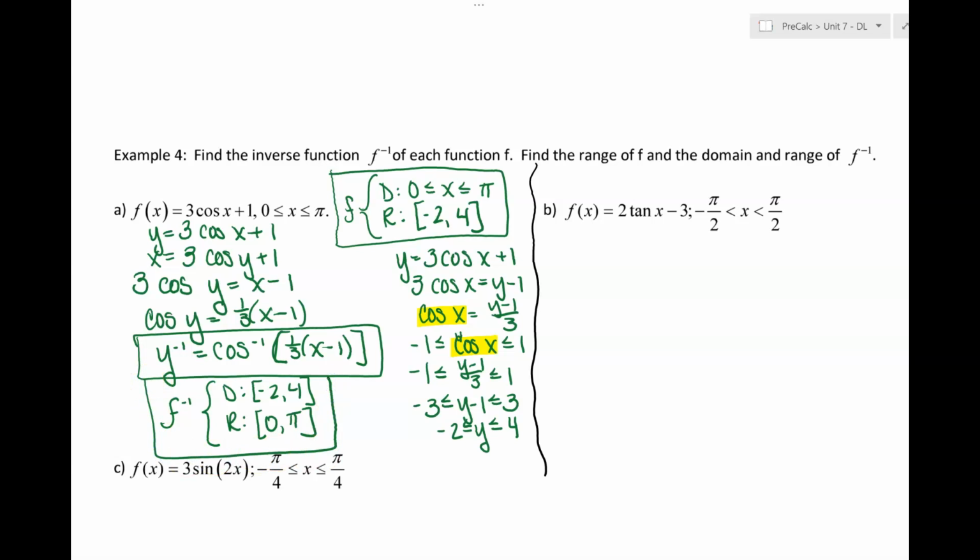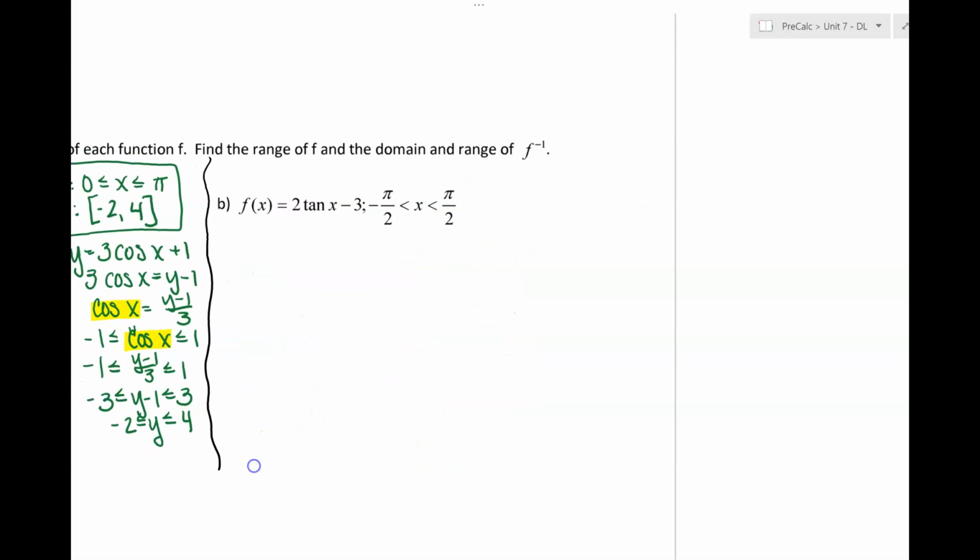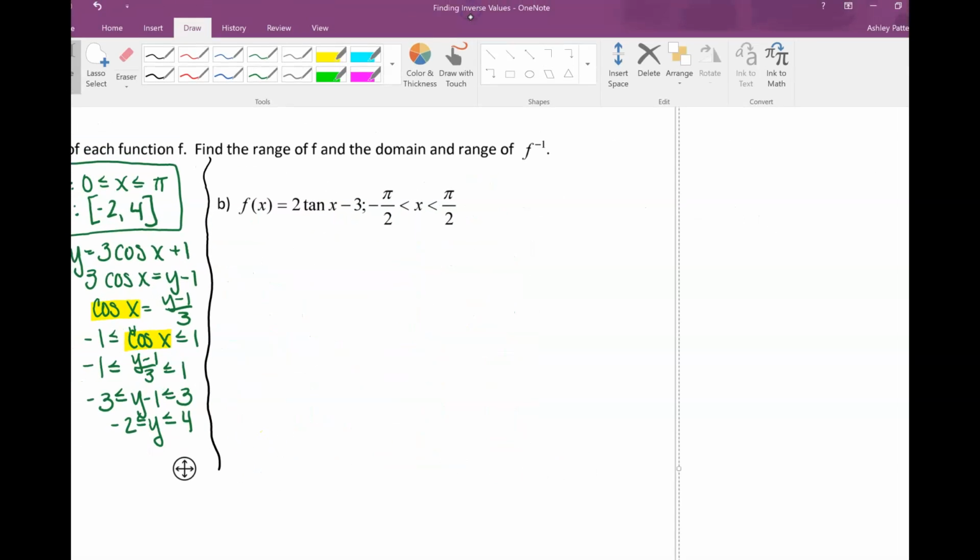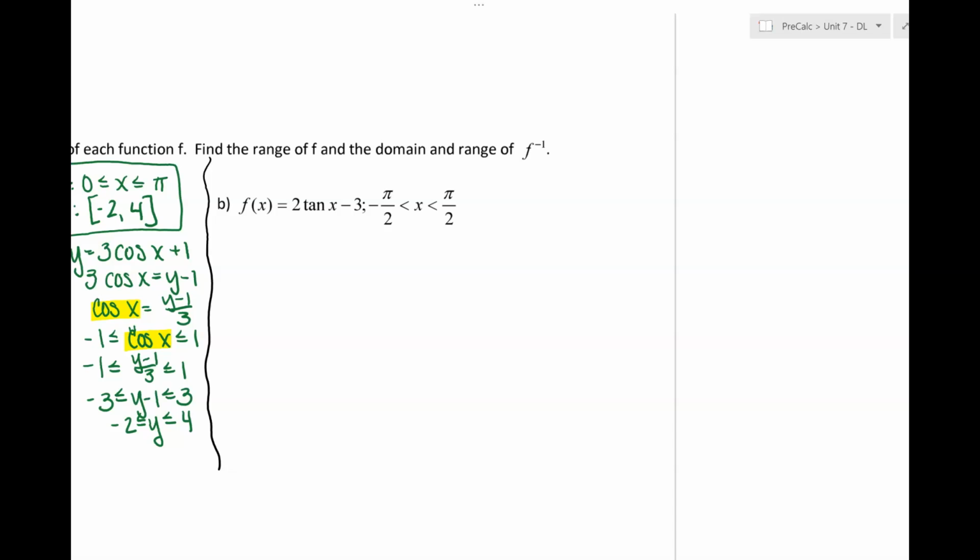Okay. Well, let's do tangent, and then we'll do one that's sine. So first thing I'm going to do is find the inverse. I'm going to switch the x and y, and I'm going to solve for y because we're trying to find the inverse function. So add 3 to both sides. 2 tangent y is equal to x plus 3.